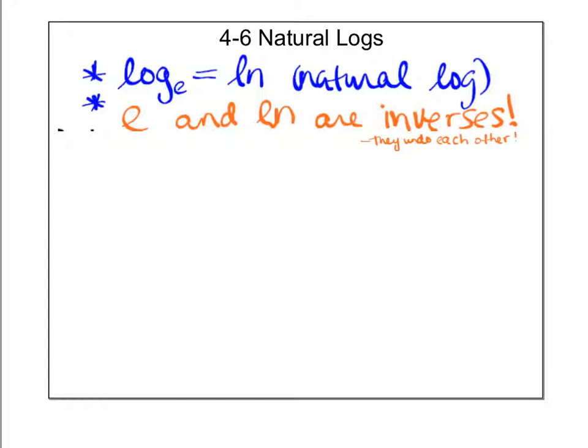And what you need to know is E and ln are inverses of each other, which means they would undo each other. So just like logs and exponential forms kind of undo themselves, which is why we use them when solving equations, if we see an ln, then that means we need to insert an E, or if we see the E, we need to insert the ln.